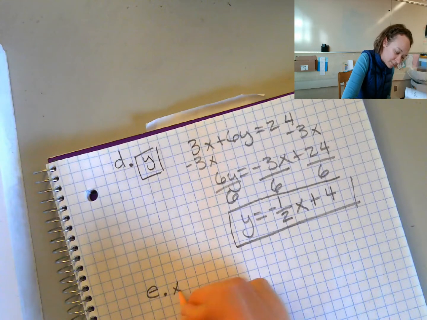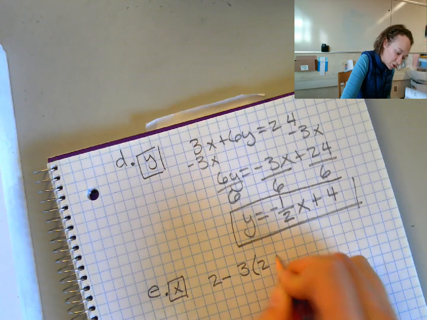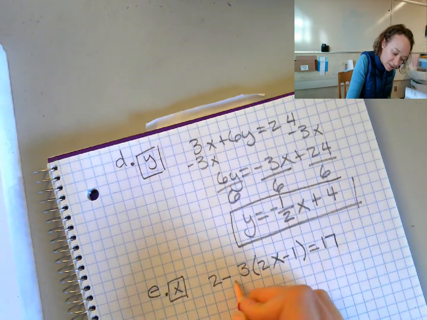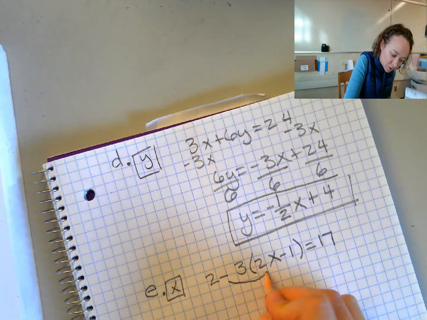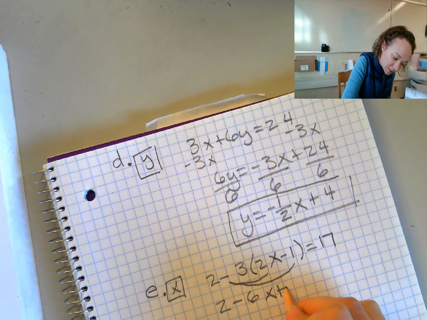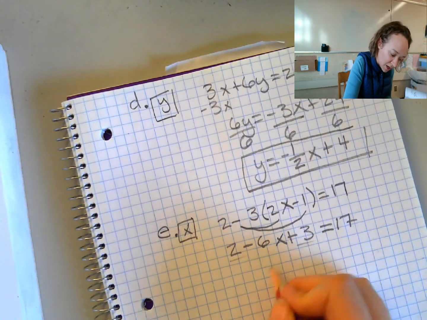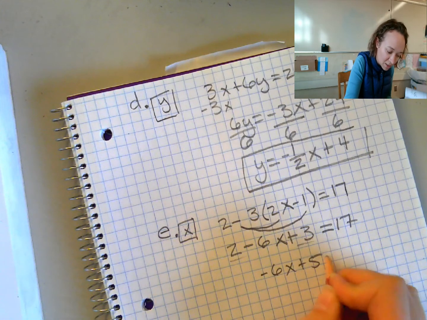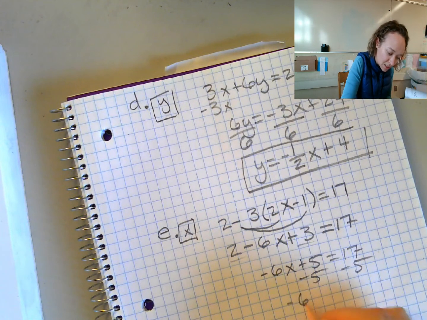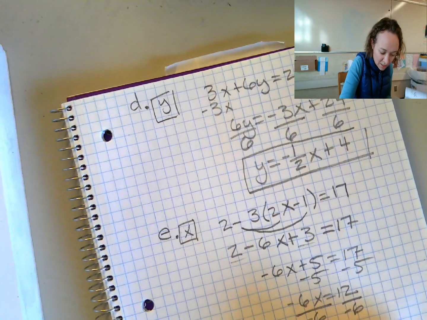We're solving for x. 2 minus 3 times, in parentheses, 2x minus 1, equals 17. I'm going to distribute to both sides. So 2 minus 6x plus 3 equals 17. The 2 and the 3 would make a 5, so negative 6x plus 5 equals 17. I'll subtract 5. Negative 6x equals 12. Divide by negative 6, and x equals negative 2.